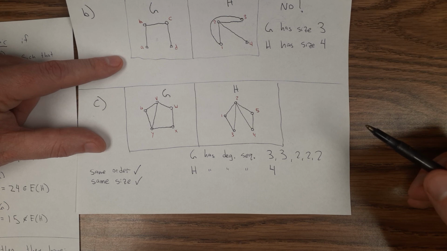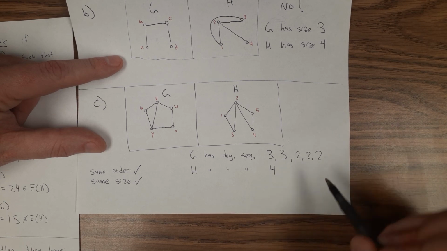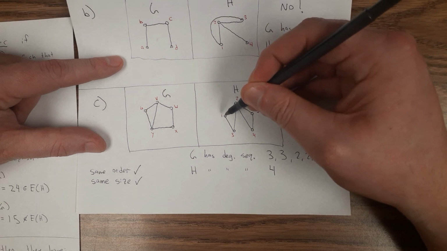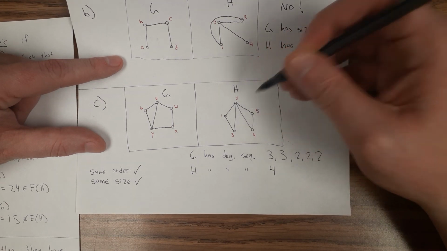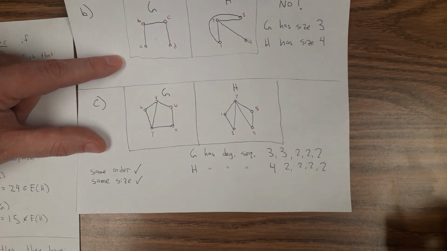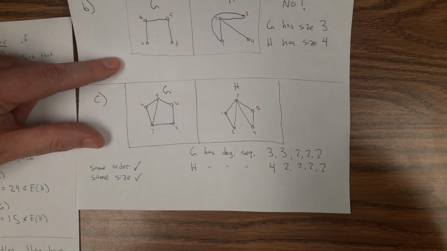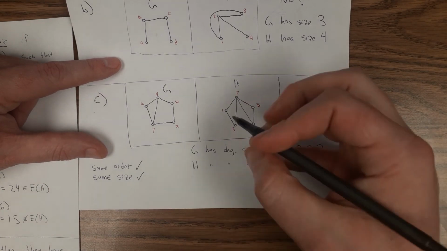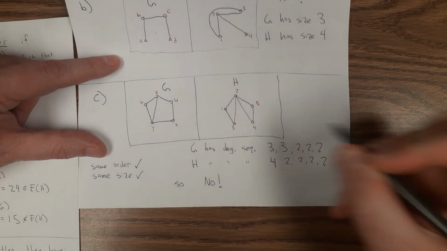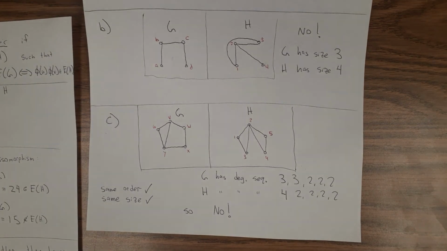Just for fun, let's go ahead and write the rest of the degree sequence. I think all the other vertices are degree 2. So 2, 2, 2, 2. But they weren't the same. So no, they're not isomorphic because they have different degree sequences.